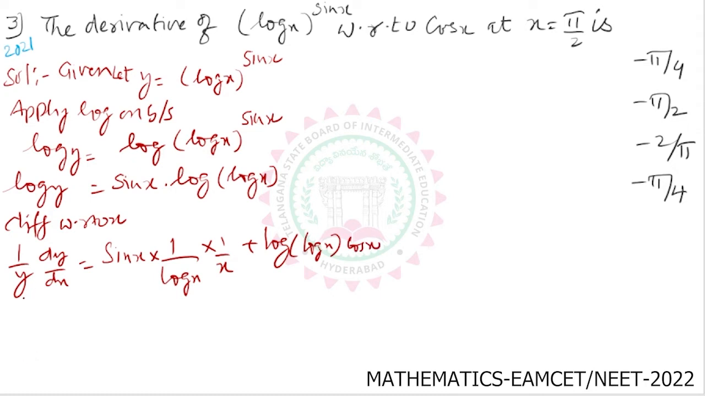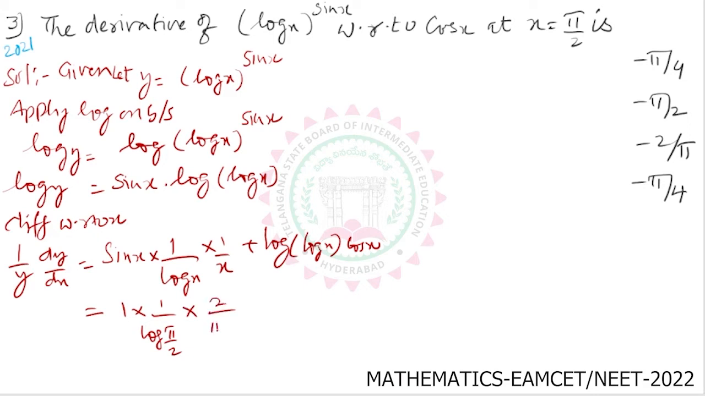Or y dy by dx, what he is asking at the point x is equal to pi by 2. So at the point x is equal to pi by 2, so this is nothing but 1 by log is there. Y is equal to log of sin pi by 2. This is equal to sin x, because I want to substitute the value of x equal to 90 degrees. Therefore, it is sin 90. Sin 90 is equal to 1 into 1 by log of pi by 2 into this 1 by x is equal to pi by 2.